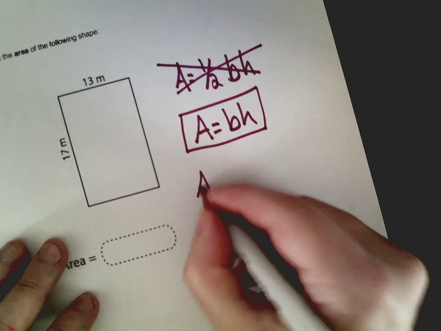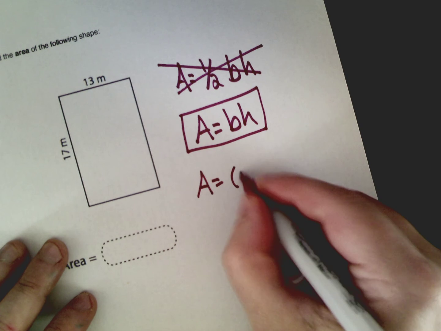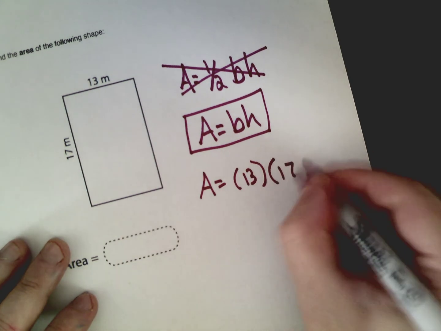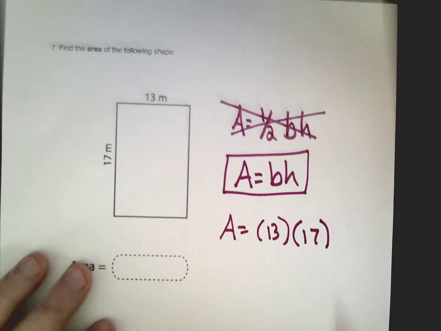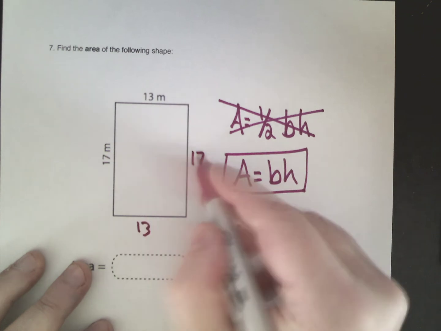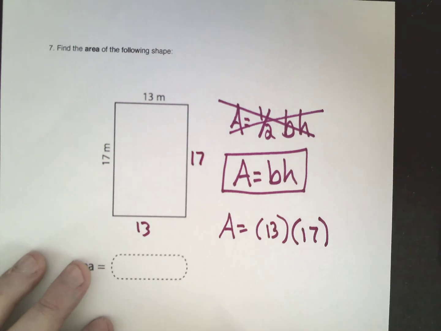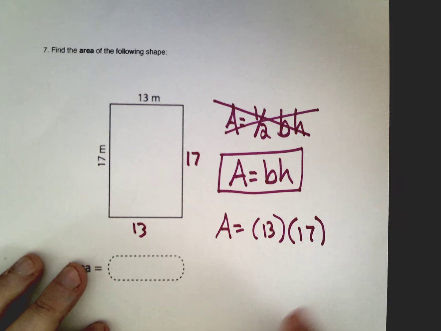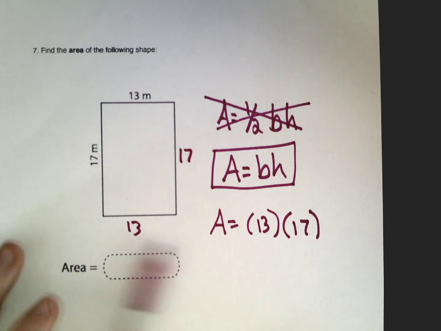So I'm going to say the base here is 13. The height is 17. Now, it has 2 sets of congruent sides. So if you want to think of it this way, we also have this. So 17, 17, 13, 13. So this could be the base and this could be the height if you want to think of it that way. Now what happens here is it just becomes a simple multiplication problem.